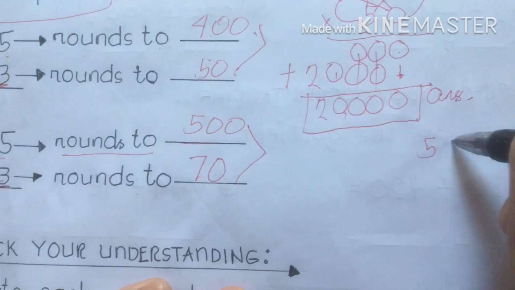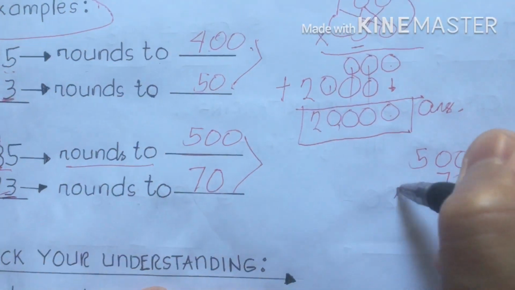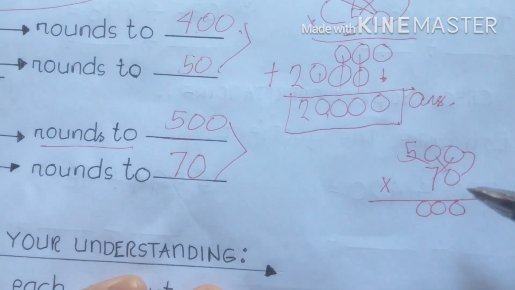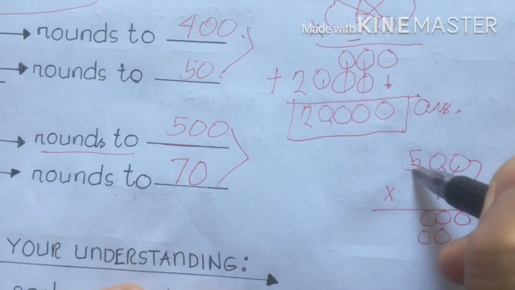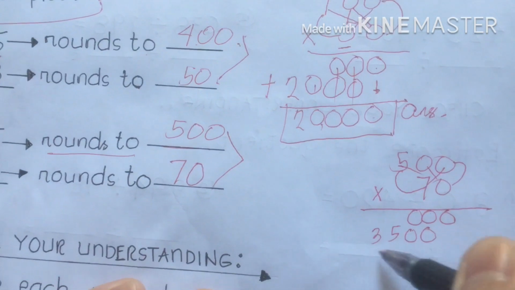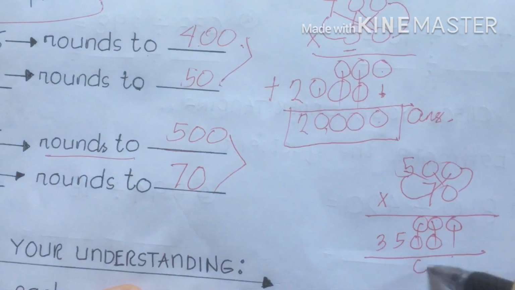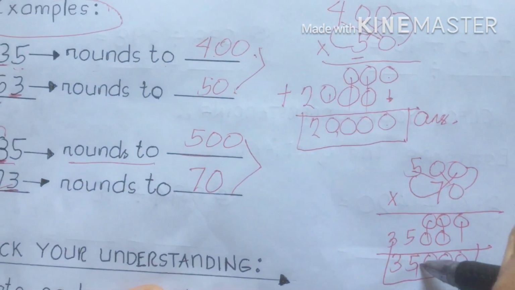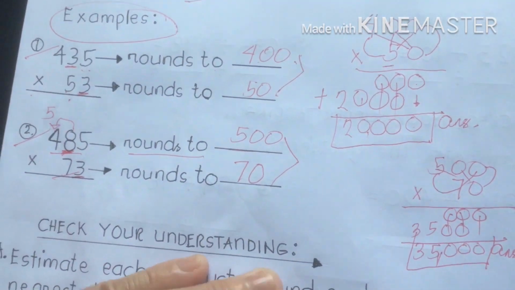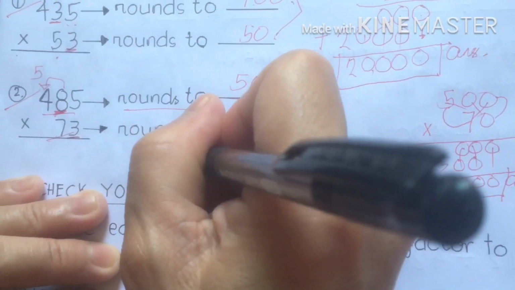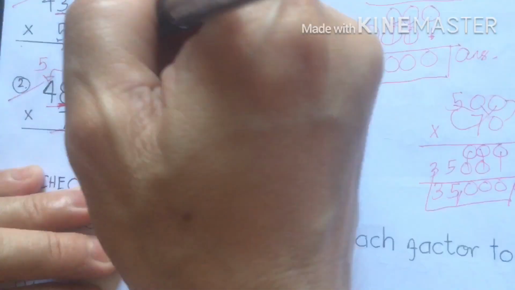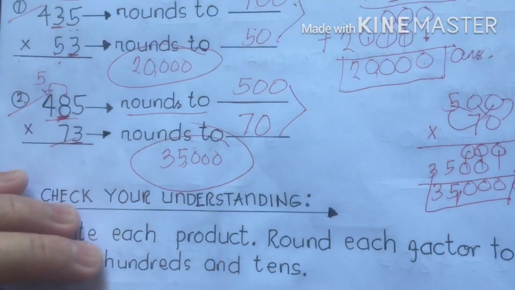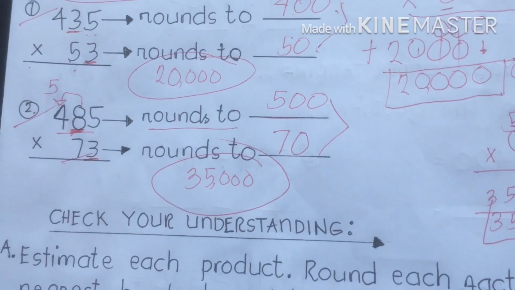Please follow, guys. 500 times 70. Okay, same procedure, guys. Multiply it. Bring down 3 zeros. Then bring down 2 zeros here. Then 5 times 7. That's 35. So our answer now, 1, 2, 3. Okay. Our answer is 35,000. Okay? So here, 35,000. And for number 1, we have 20,000. Okay? That's clear, my dear students, for 1 and 2, our examples.